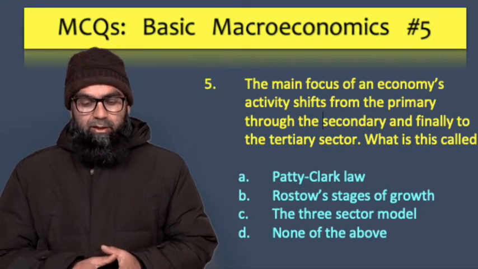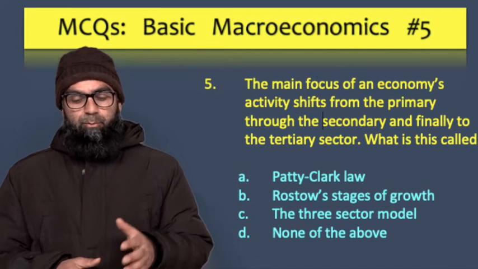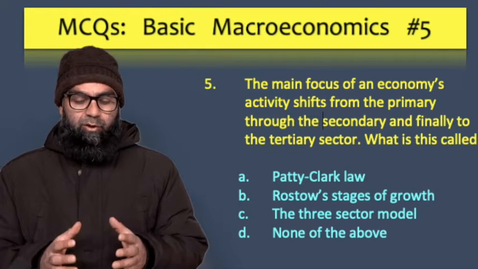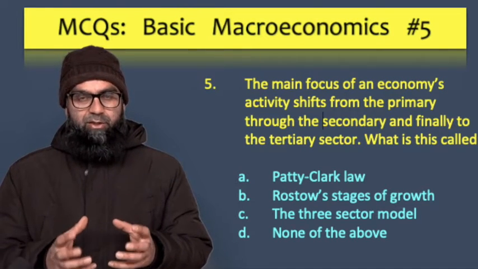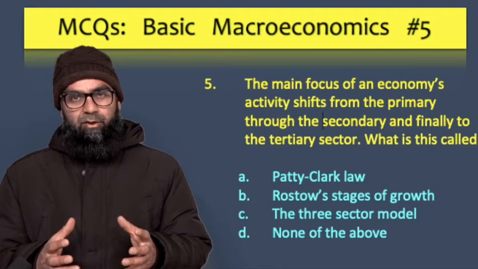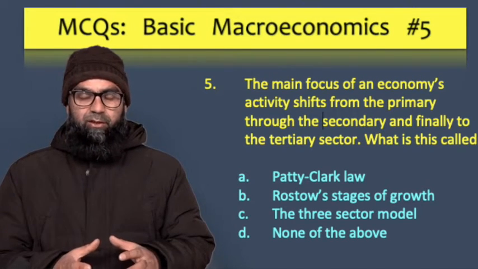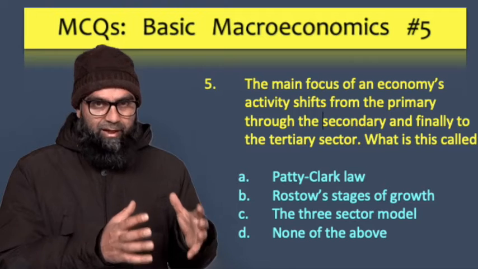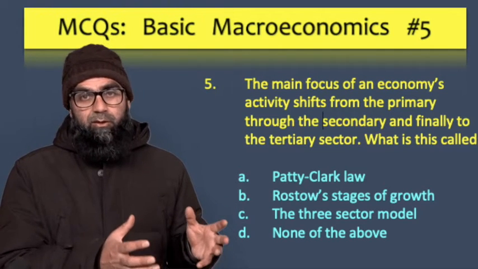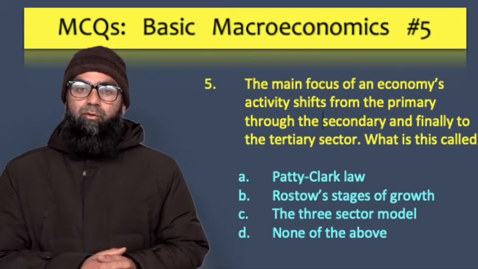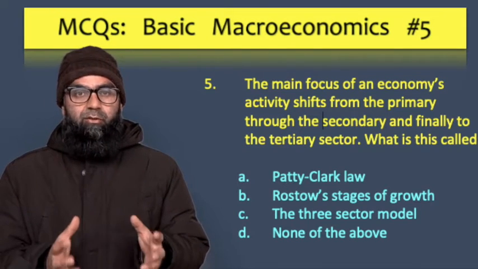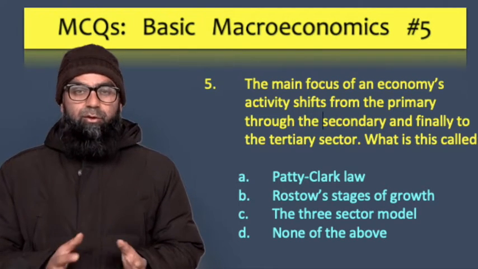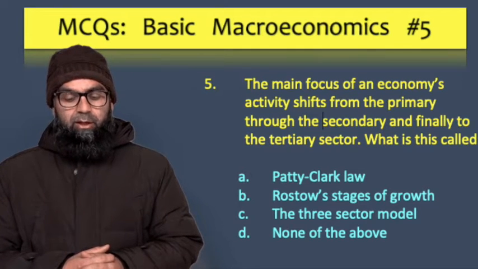Our last question is, the main focus of an economy's activity shifts from primary through the secondary and finally to the tertiary sector. What is this called? So this very idea is that the mainstay of activities, the majority of the activities in the beginning, will take place in the primary sector. Then with the passage of time, the main focus of economic activities will be the secondary sector, and finally it will be the tertiary sector which will become the focus of economic activities. So what is this very process known as? The options include Petty-Clark law, Rostow's stages of growth, the three-sector model, none of the above.